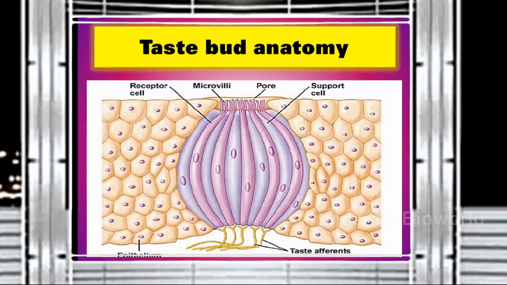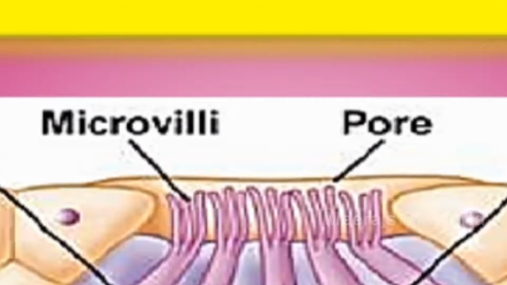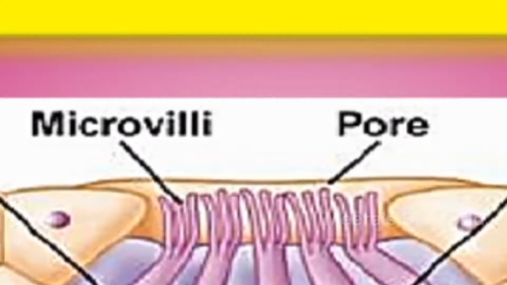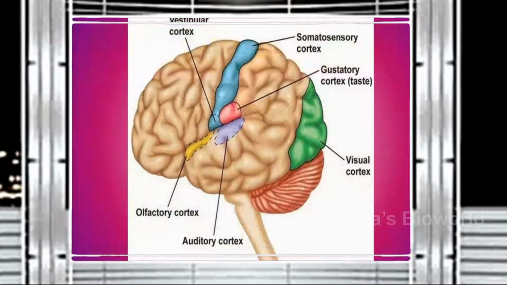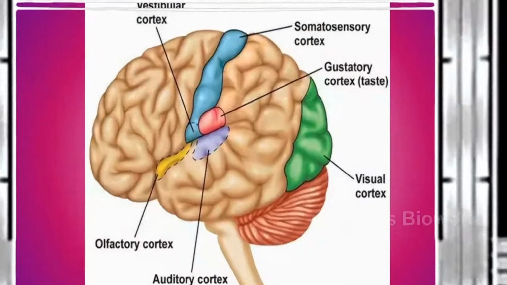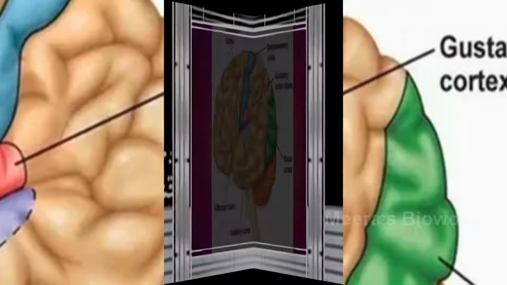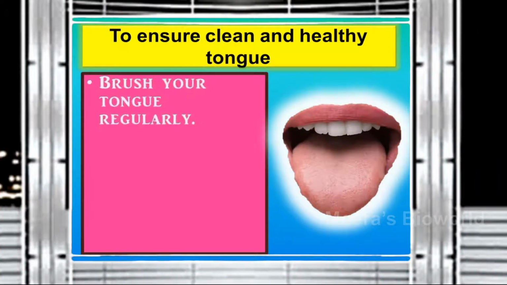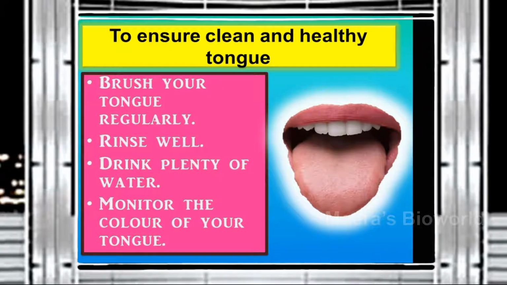So this is the structure of a taste bud. Here you can see so many microvilli which cause stimulation of receptor cells, and this is the part of the brain that causes the experience of taste. To ensure a clean and healthy tongue, brush your tongue regularly, rinse well, drink plenty of water, and monitor the color of your tongue.